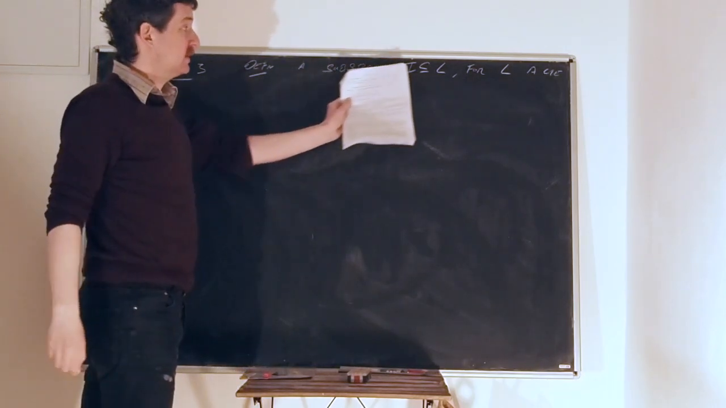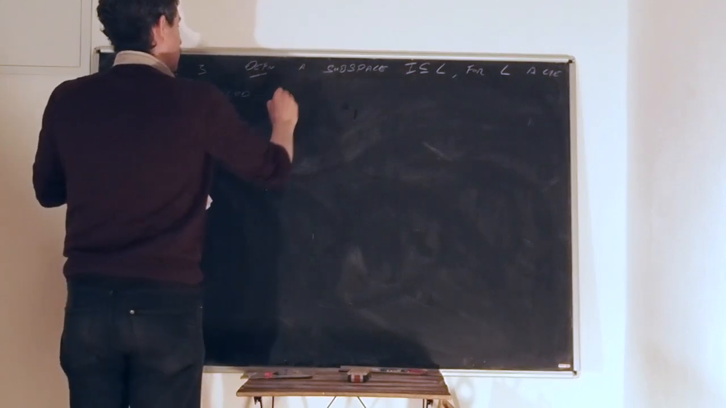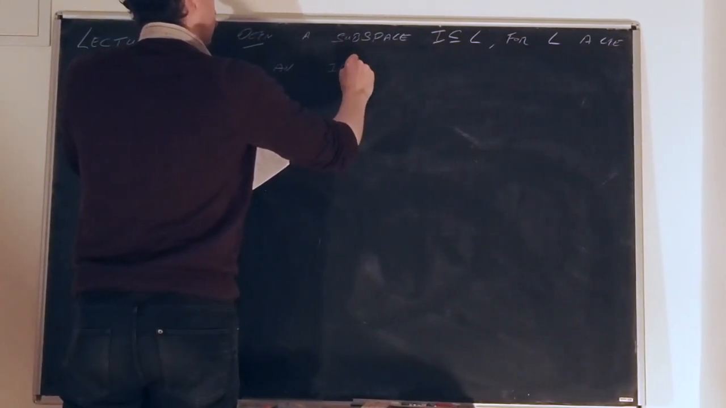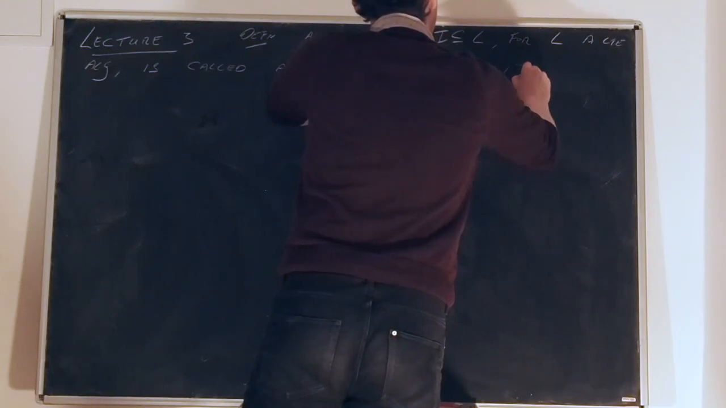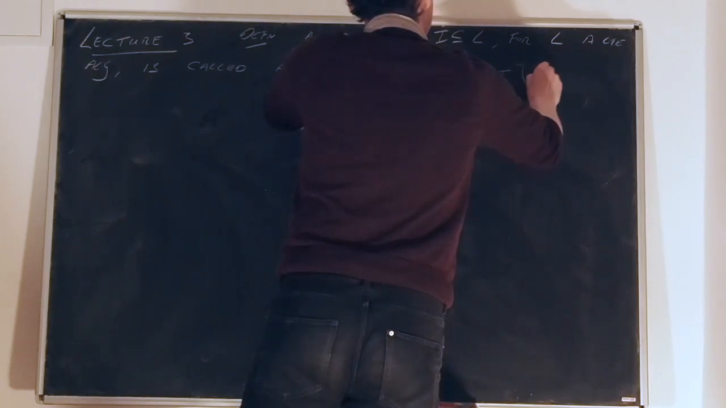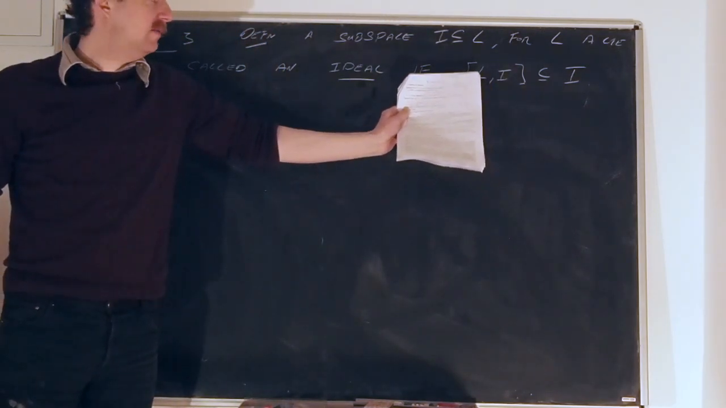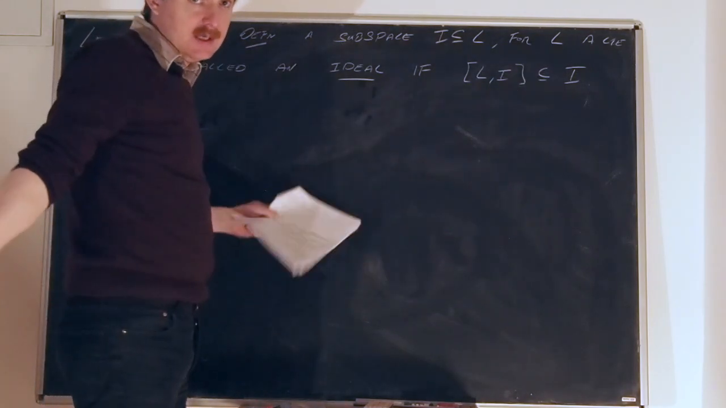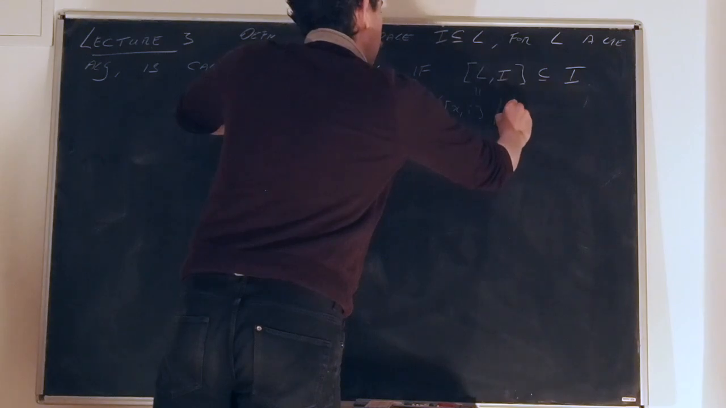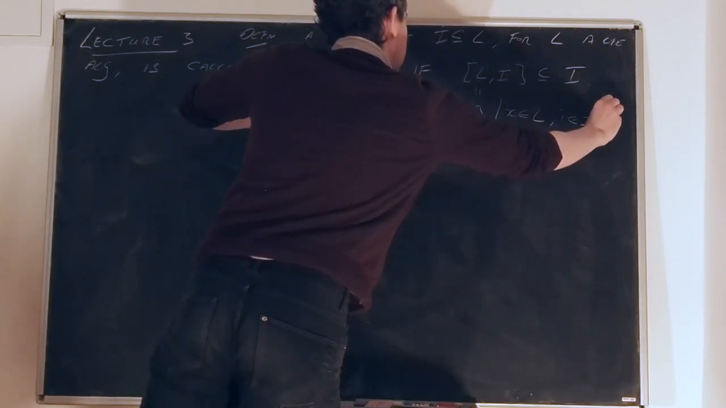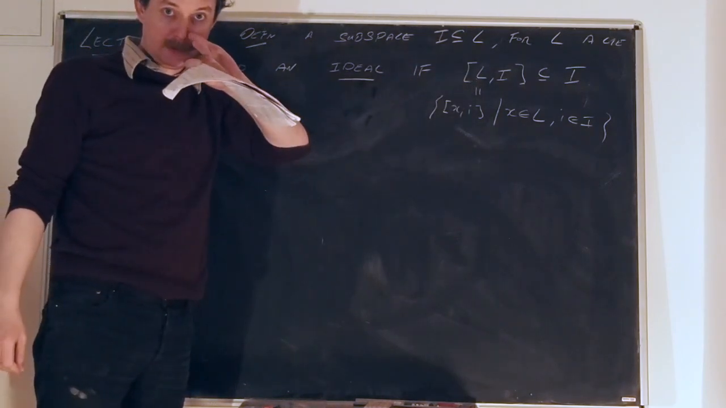A subspace, a linear subspace inside L, for L a Lie algebra, is called an ideal if the Lie bracket of L, the whole Lie algebra, with I is contained in I. Let's also remember this notation just means the set of brackets [x, i], where x is contained in L and i is contained in I. Just a compact way of writing this. That's what an ideal is.